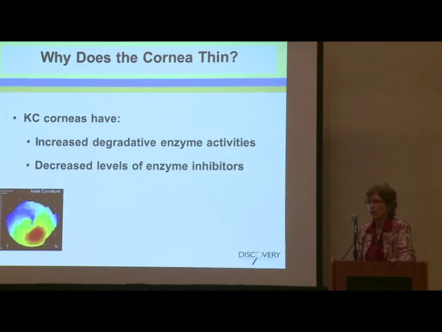What's different about the keratoconus corneas? People have been doing studies and they found that the keratoconus corneas have increased levels of what are called degradative enzymes. These are enzymes that are present normally in our body, but they're inactive. But with keratoconus patients, they have a lot more activity, and therefore they degrade and chew up the collagens and the proteoglycans that are in the cornea.